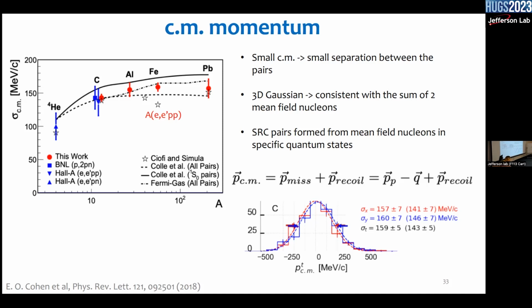Then you can take the width of this distribution shown up here, versus A, for the nucleons. Theory would predict that you should be able to say something about how the SRC pairs are formed in different specific quantum states. This work doesn't show what that is, but if you take data specifically for that, you should be able to see that trend, which would be really interesting.